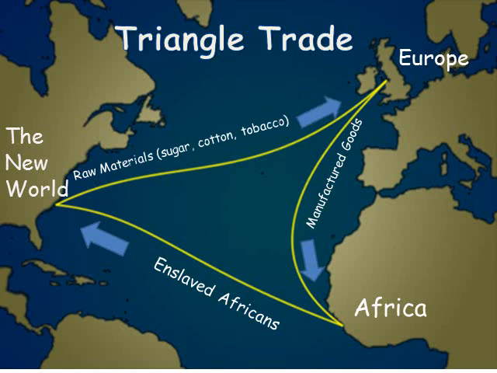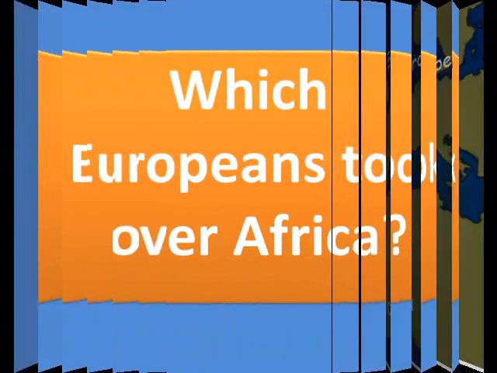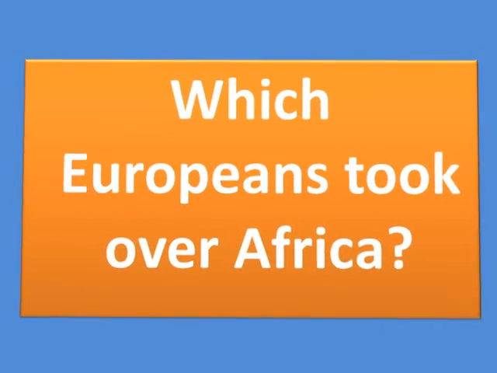And then once the slaves were auctioned off, raw materials were brought back to Europe, where they could be used to create more manufactured goods. And the process would just keep going. Which Europeans took over.